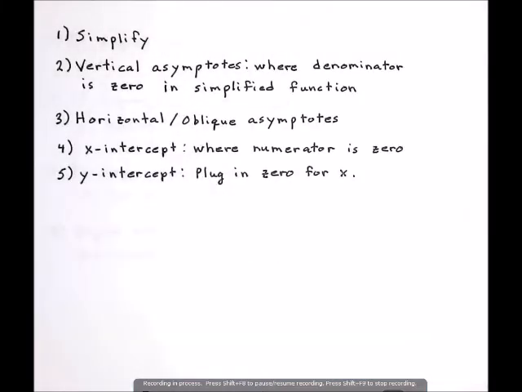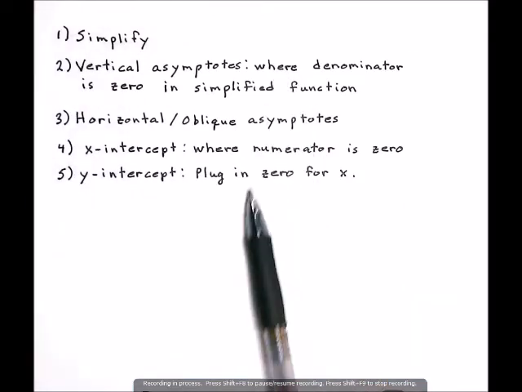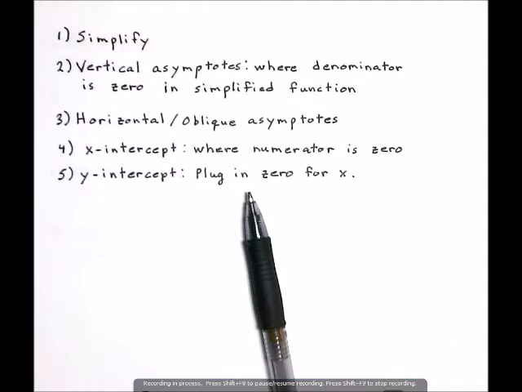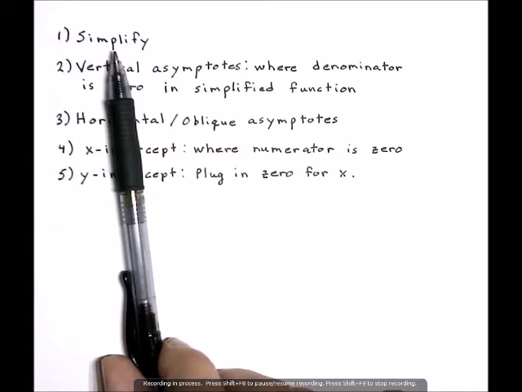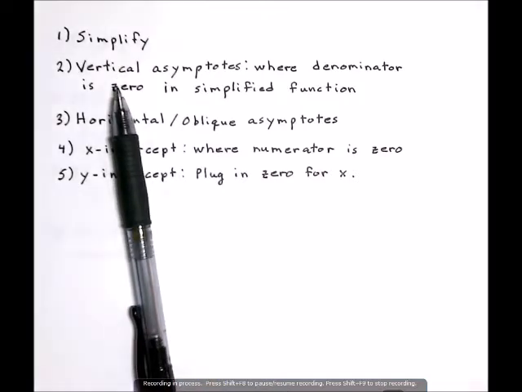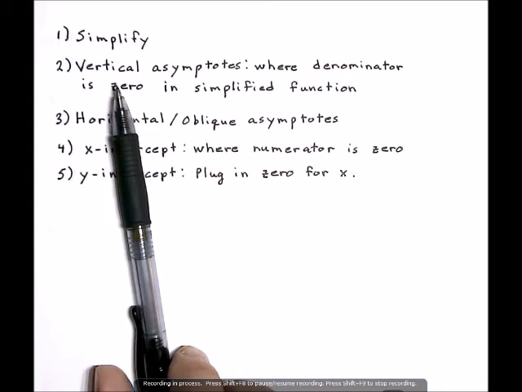and there are the steps. There's only 5 of them, and if you just follow these steps kind of blindly and just go through them and then graph, it's going to be a lot simpler. So the first step is simplify, which basically means factor and cancel anything that's similar on top and bottom. Vertical asymptotes, where the denominator is 0 in simplified form, which is a little bit different from the domain.